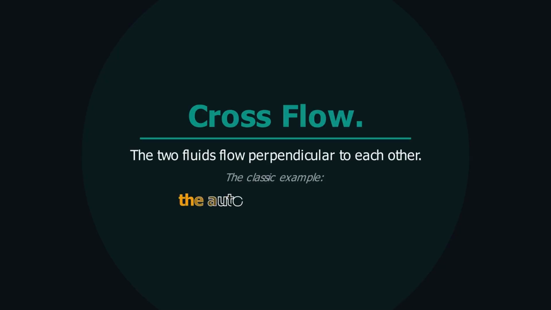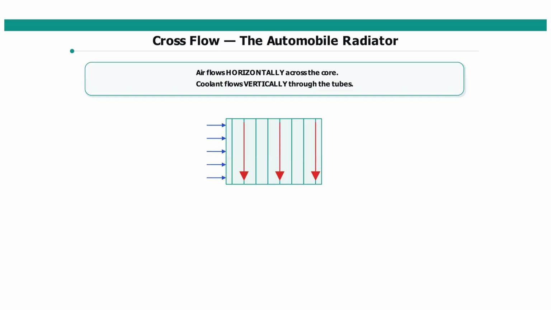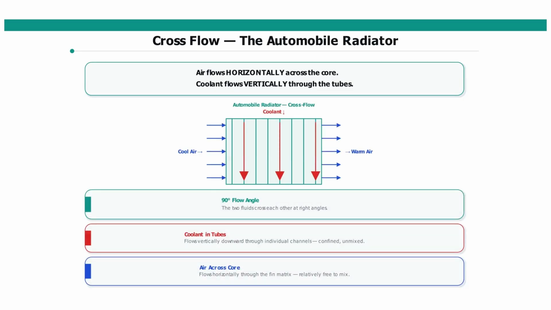Crossflow. In crossflow, the two fluids flow perpendicular to each other. The classic example is an automobile radiator. Air flows horizontally across the device, while coolant flows vertically through the tubes.